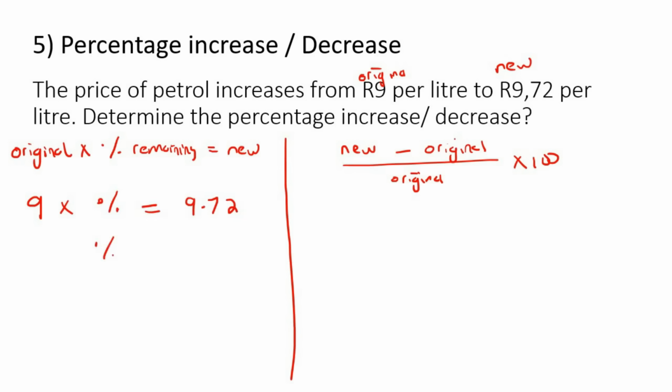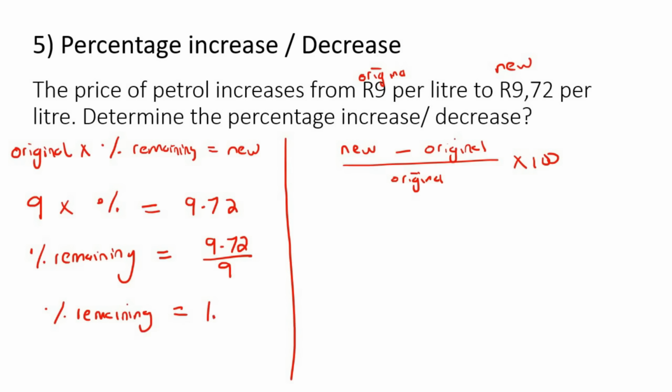So if you had to work out the percentage, now be careful. When you get this percentage, that is not the final answer. You must remember that this is the percentage remaining. And so that's going to be 9 Rand 72 divided by 9, which is going to give you 1.08. Then I want you to multiply that by 100 to convert it into a percentage, and that's going to give you 108%.